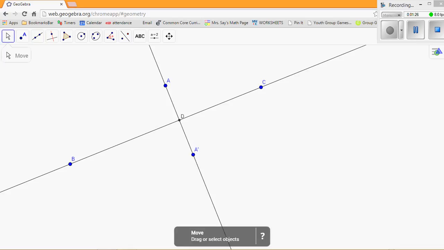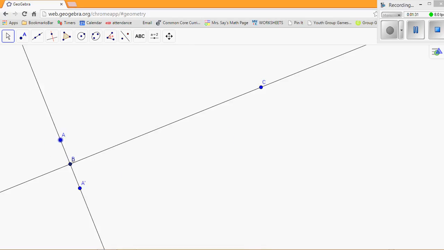And no matter how we move those points, I want to move A. If I move A about that line, closer or further away, guess what? They stay the same distance away from that line. So you can see that no matter where I move that, those are going to stay the same distance and the same angle of reflection.